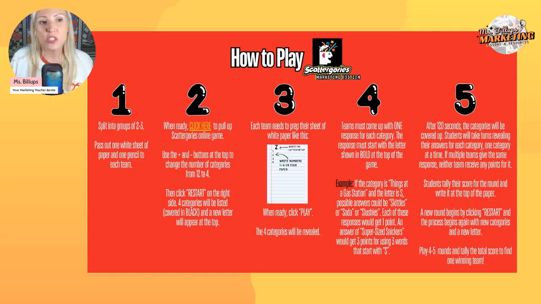Now, I do usually give them this example, and I think I put it under part 4, but I give this example before we start. I say, okay, if the category comes up, things at a gas station that start with S, tell me, what are things at a gas station that start with S? And somebody might yell out Skittles and soda and slushies and Sprite. Perfect. Yes, all of those work. And then you say, each of those would give you 1 point.